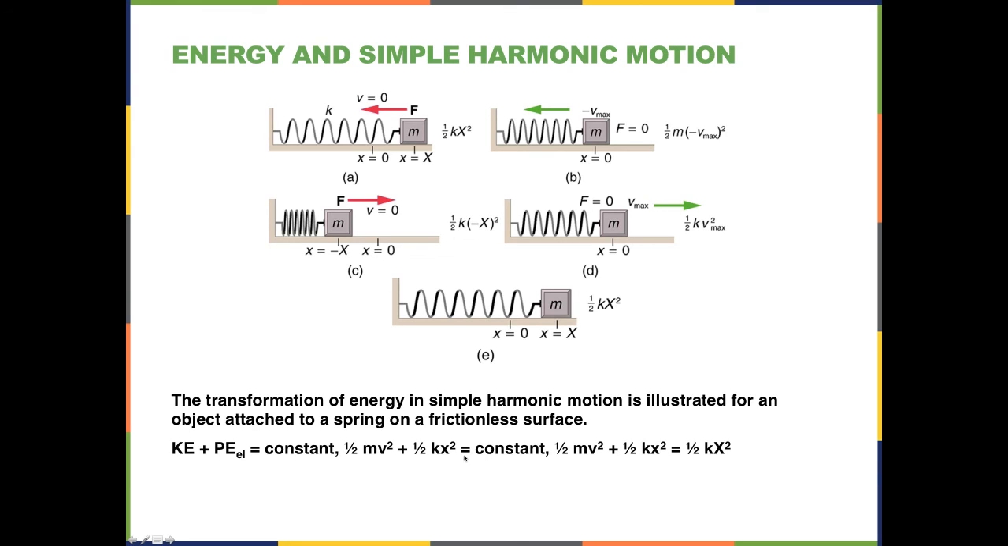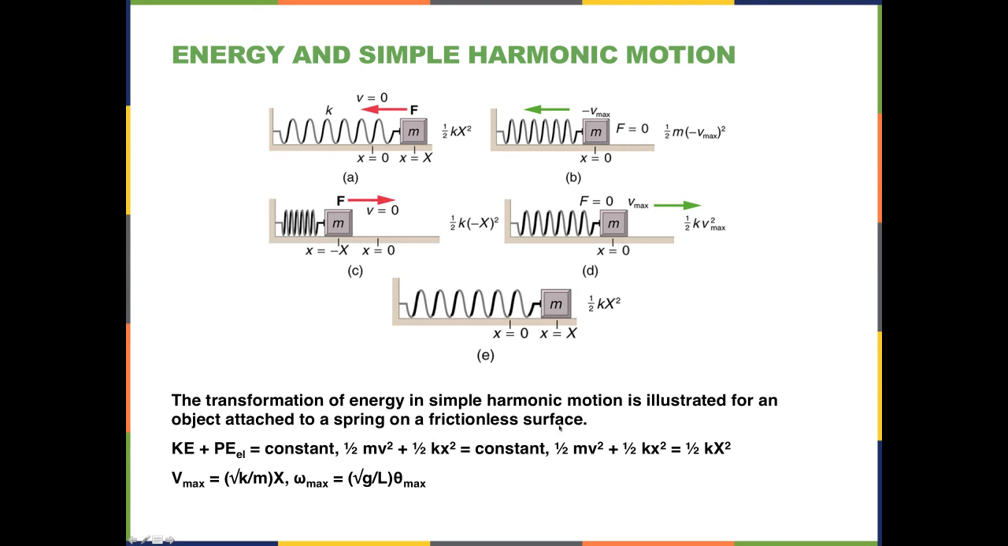So 1/2 mv squared plus 1/2 kx squared is a constant. And it turns out, if you do the calculations, that this equals 1/2 times k times the amplitude squared. The maximum velocity in this situation is equal to the square root of k over m times the amplitude. And with a pendulum, the maximum angular velocity is equal to the square root of g over L times the amplitude, which in this case is the displacement in radians.